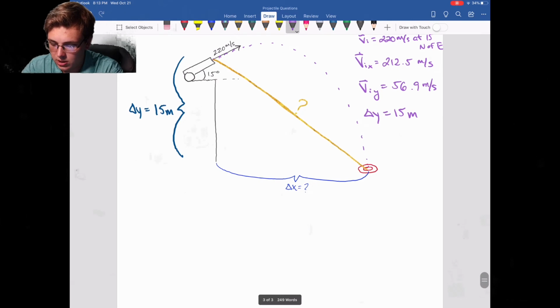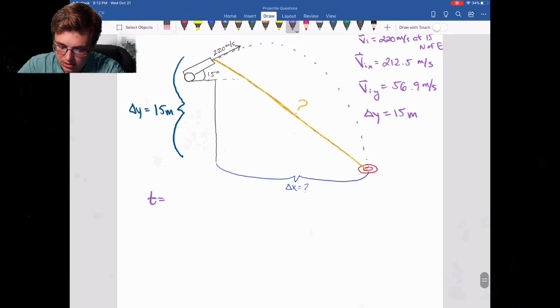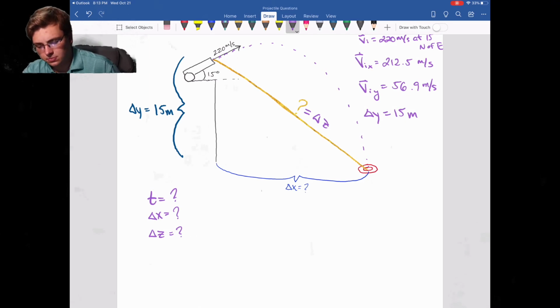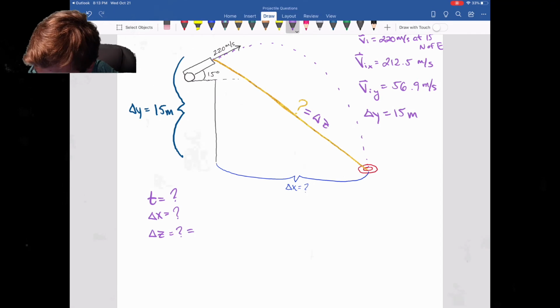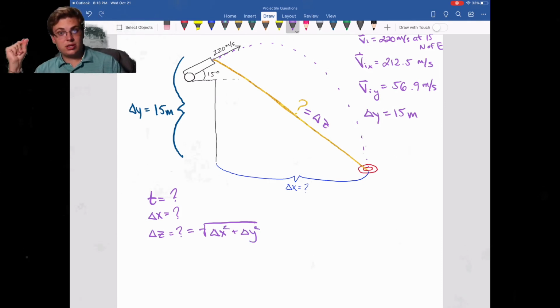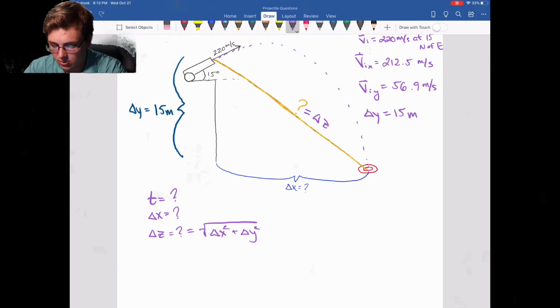So we go to what we need to find. We need to find the time it is in the air for. We need to find our change in x. Then I'm just going to have this as change in z. I'm just labeling that so I know what it is. So we need to find all those. Well, our change in z is just going to equal the square root of our change in x squared plus our change in y squared. So that's easy. That's an equation already done. Plug that in at the end, we can figure that out.